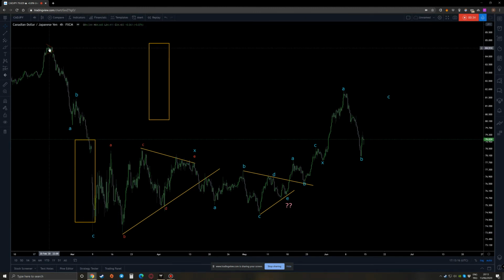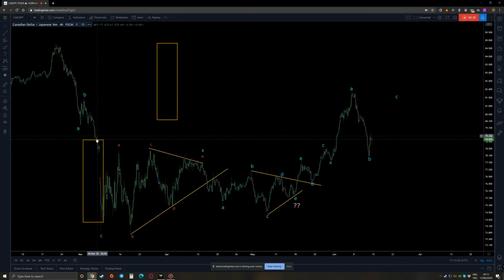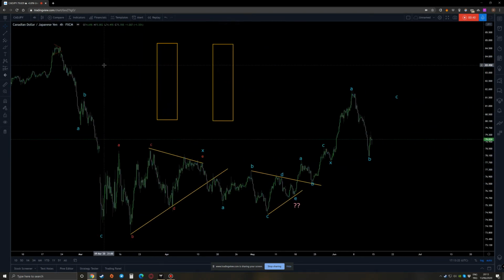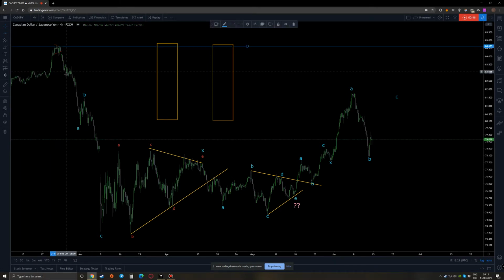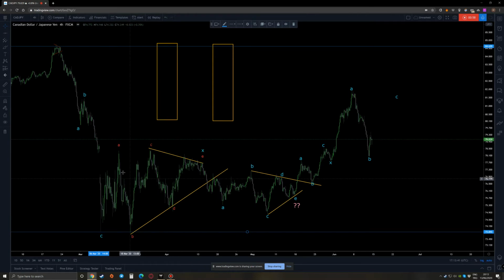Well, first question, like always, we have to ask ourselves before even looking at any of this: the move from here, which I will show you, to here, looking something like this. Is this move an impulsive or a corrective move? Well, if it's impulsive, we need an extended wave. And here, it doesn't look like we have an extended wave.